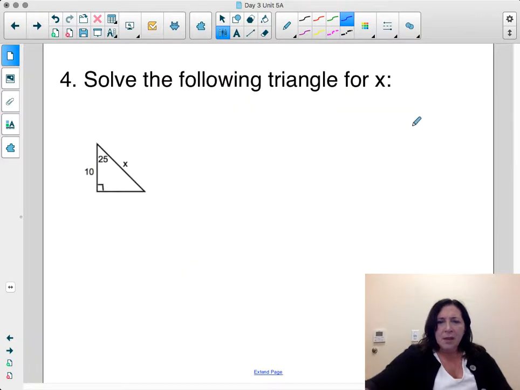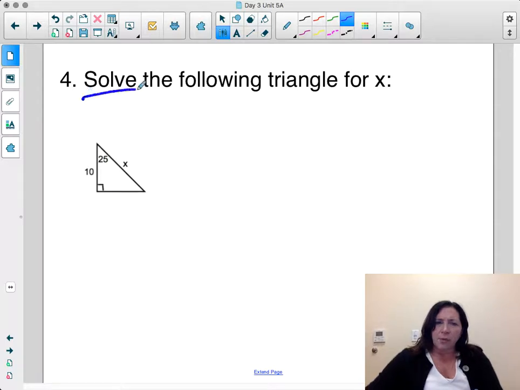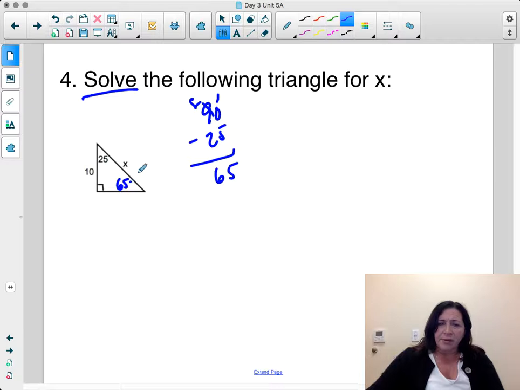Okay. This one just says solve the following triangle. When they say that, that means find all the sides and all the angles. To find this angle, all you're doing is going 90 minus 25. So what do you have? 65 degrees. Here's 65 degrees. So we found that angle. I'm going to just call these A, B, and C, because that will help. So let's say I want to find little a.